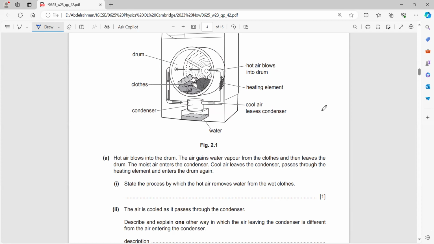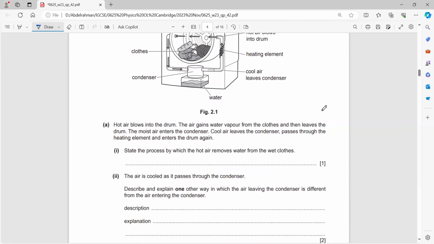Isn't it evaporation? It is evaporation, yes. It is definitely evaporation.